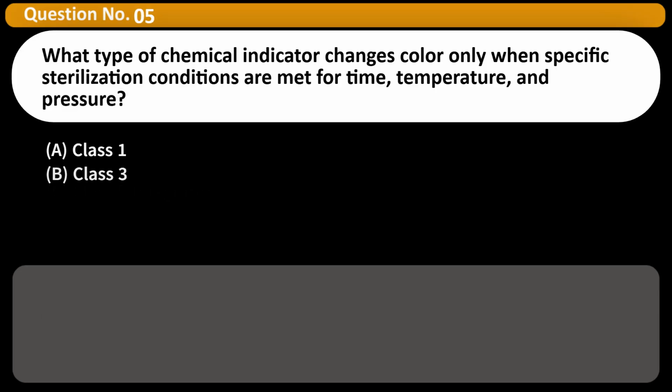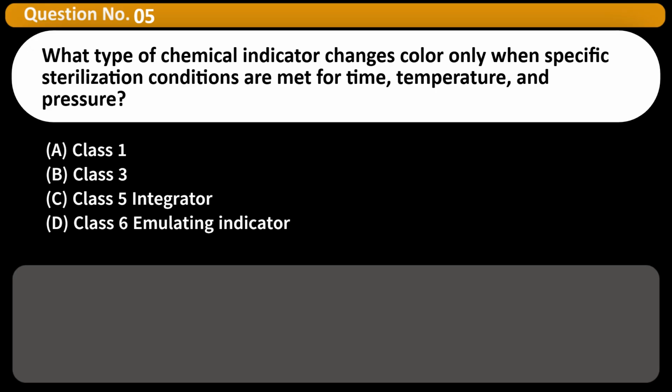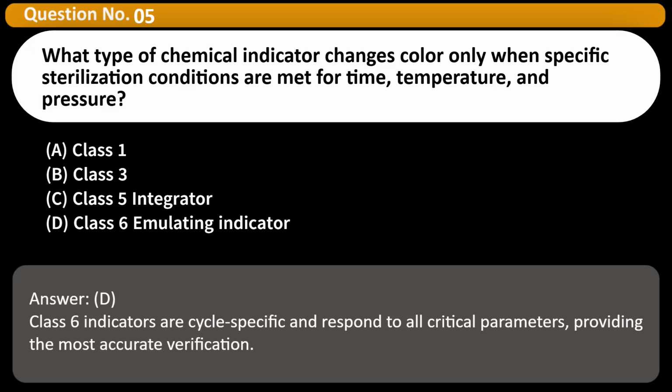What type of chemical indicator changes color only when specific sterilization conditions are met for time, temperature, and pressure? A. Class 1. B. Class 3. C. Class 5 integrator. D. Class 6 emulating indicator. Answer D. Class 6 indicators are cycle-specific and respond to all critical parameters, providing the most accurate verification.